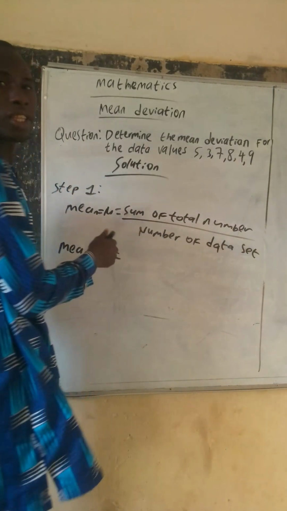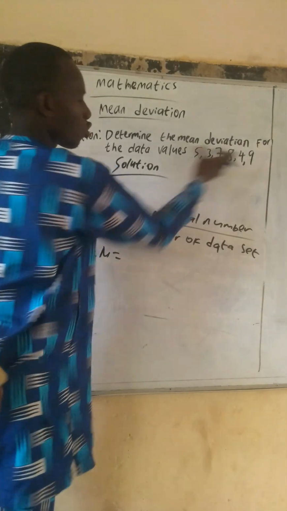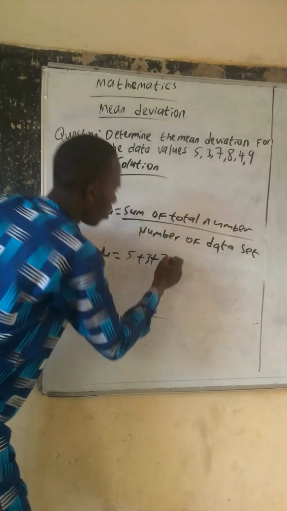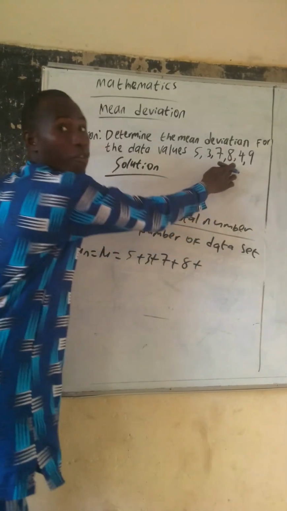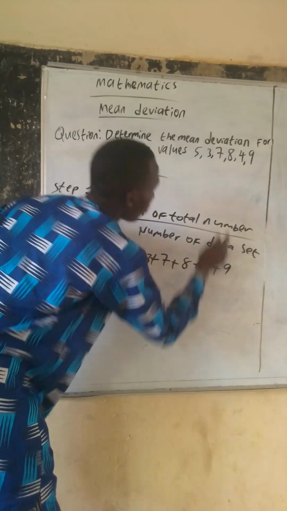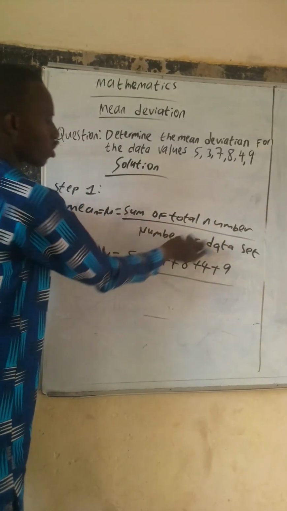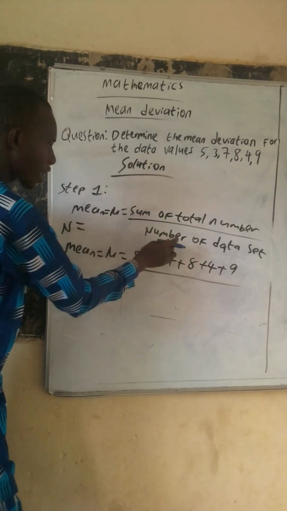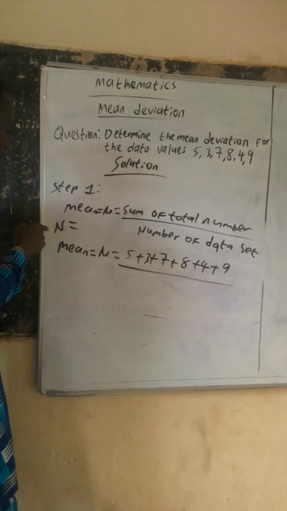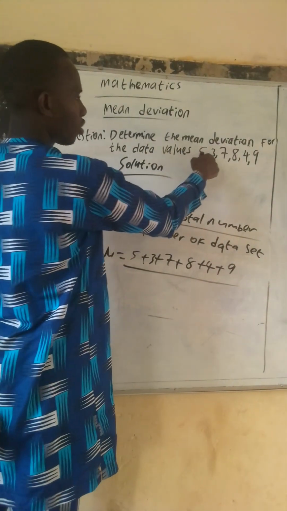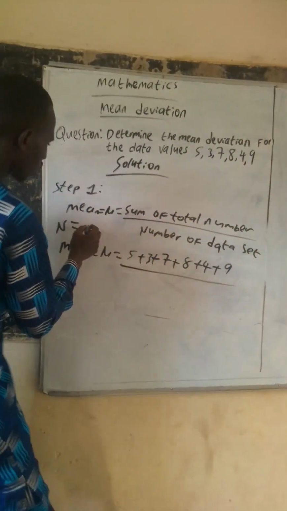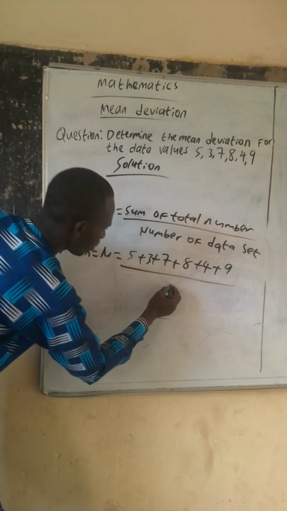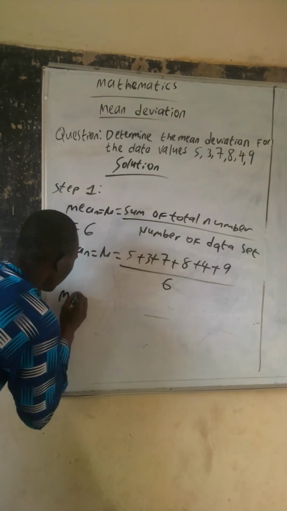Now let's find the sum of the total numbers. We add them all together: 5 plus 3 plus 7 plus 8 plus 4 plus 9, divided by the number of data sets. We can represent the number of data sets by N. Let's count: 1, 2, 3, 4, 5, 6. So N is 6, the number of data sets. Now we have our mean.